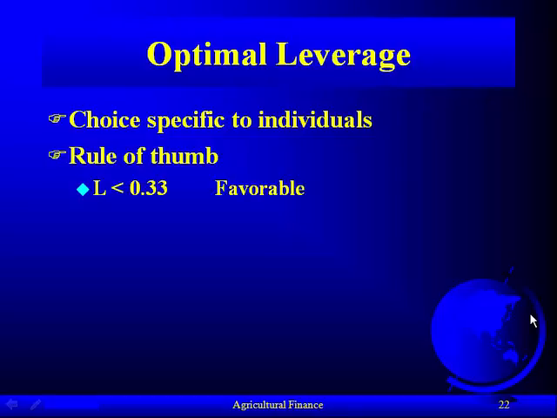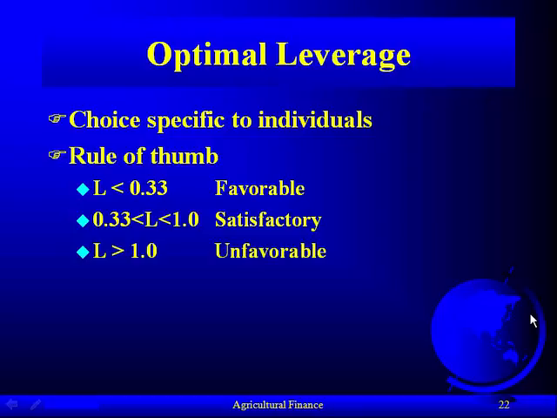Rule of thumb in agriculture, and obviously this is a rule of thumb and very specific to certain parts of the country and certain farming, but just to give you an idea, in agriculture, lenders usually think that anything less than 33% is favorable. Anywhere between 33% and 1, a maximum where you have as much debt as you have equity, is still satisfactory. But anytime you start getting more debt than you have equity, lenders start to get a little suspicious because your collateral value is being diluted.